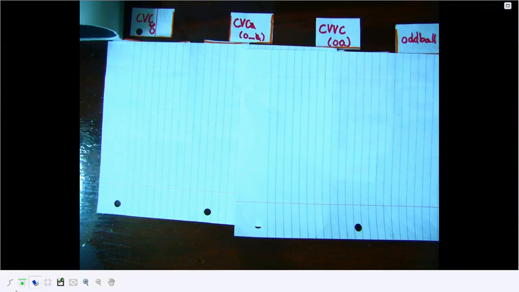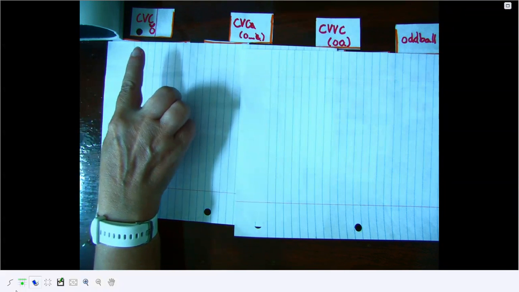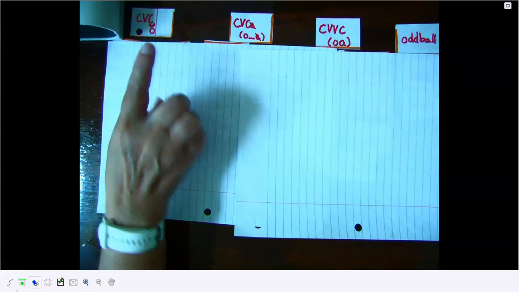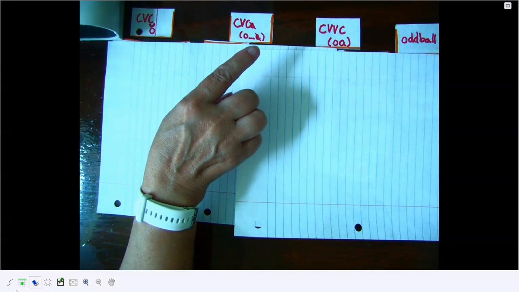Today is day 6 of our sort for the long and short O sound. And we know the CVC pattern gives us a short O. The CVC silent E pattern gives us a long O. That means there's an O, then there's a consonant, and there's a silent E at the end.